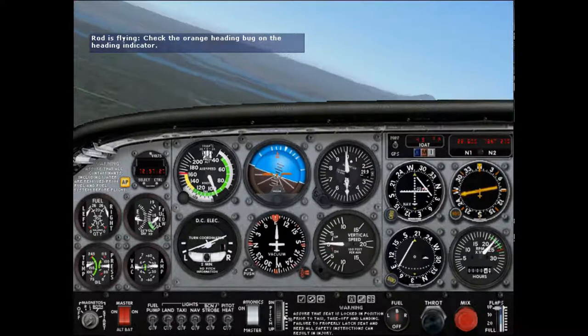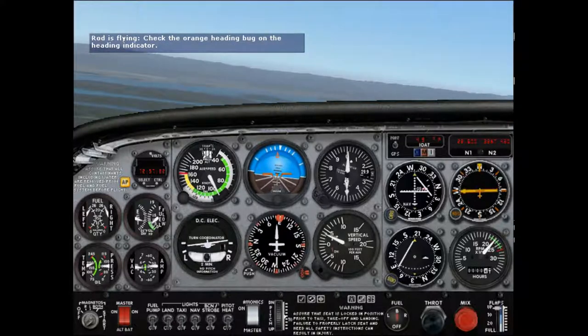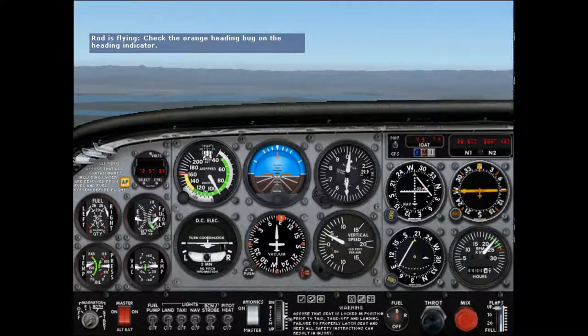So you now know how to turn the airplane. Combine that with the other lessons in the student pilot lessons, and you're well on your way to piloting an airplane anywhere you want to go.